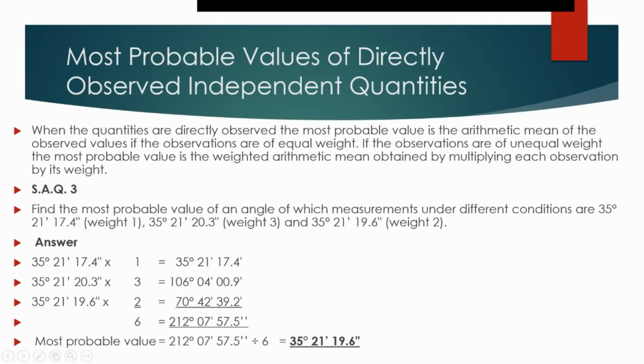So they have assigned a weight of 2. So what do they do? They multiply each angle by its weight, then sum them together. The weights are also summed, which is equal to 6. The summation of the multiplications gives a certain value, 212 degrees, 7 minutes, 57.5 seconds. So you simply divide this by 6, and then you will get the most probable value of these independently observed, directly observed quantities.